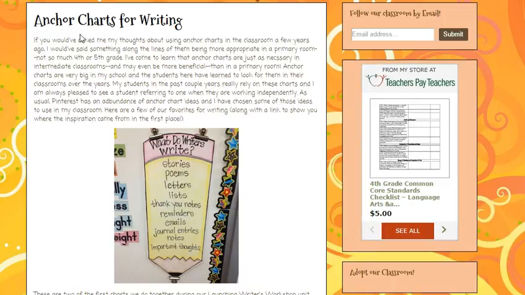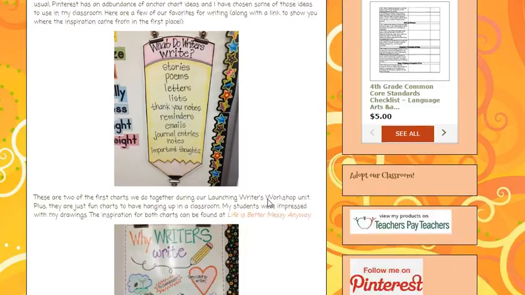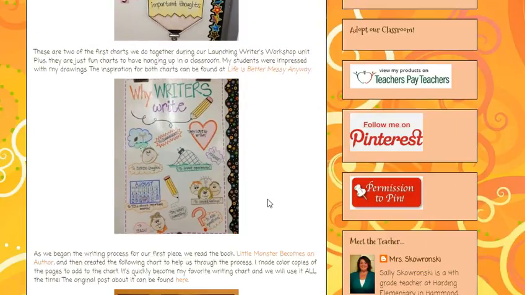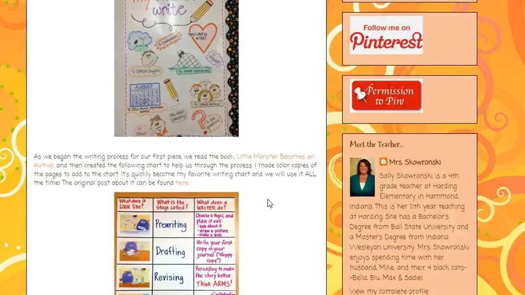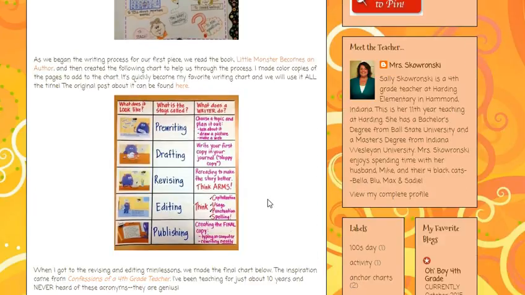So there's anchor charts for writing. So what do writers write? They write stories, poems, letters, lists, thank you notes, reminders, emails, journal entries, notes, important thoughts. Then if you scroll down, why writers write. There's pre-writing, drafting, revising, editing, and publishing. And this is the one I really liked, and this is the one I wanted you to see. So what does it look like?